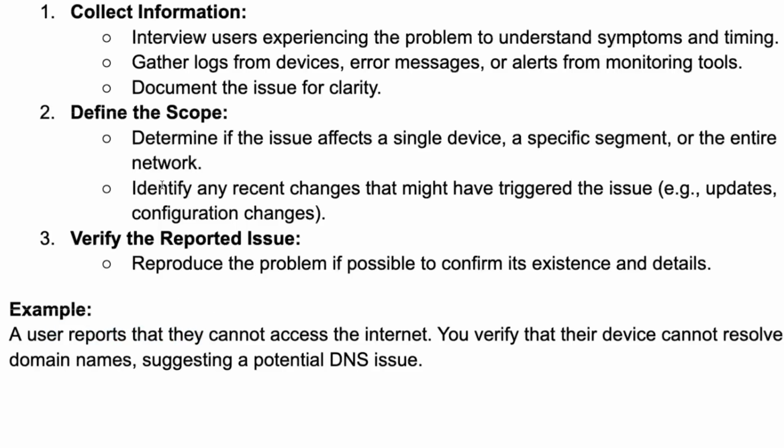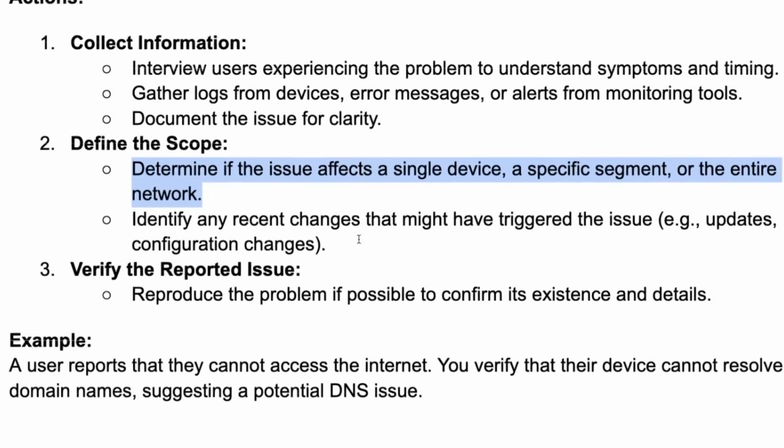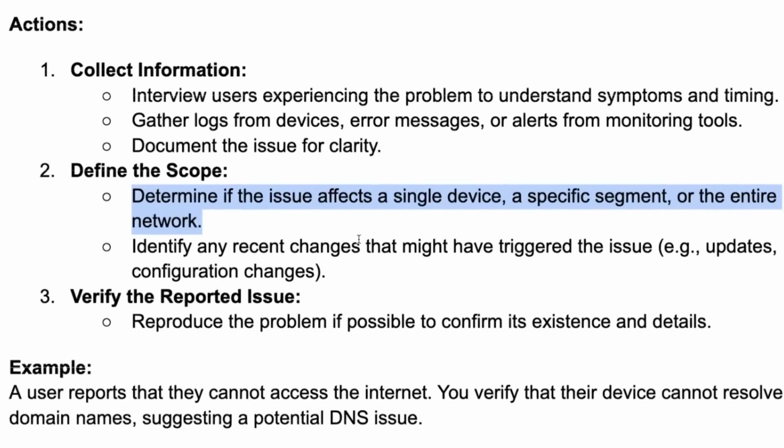The user reports it, so you collect the information and then you define the scope. You need to make sure whether or not it's just that user's device, or if it's their office, or an entire network segment for that region, for the LA region, or for the United States or something. You know what I mean? So you need to hone in on how widespread this specific thing is. So all of this falls under the identification portion of this troubleshooting methodology.